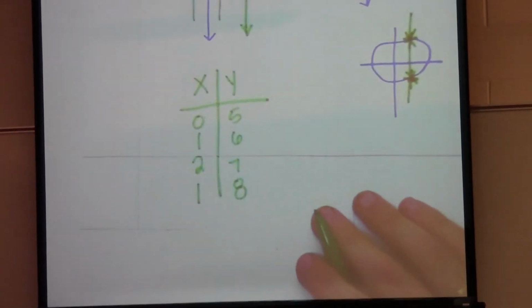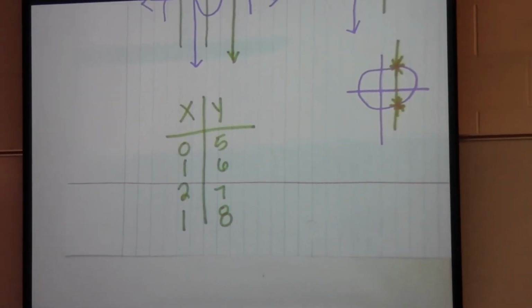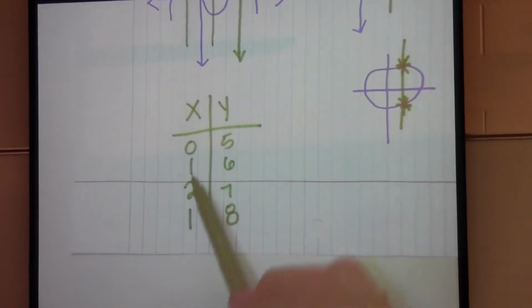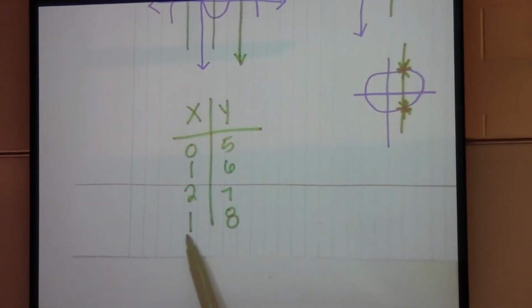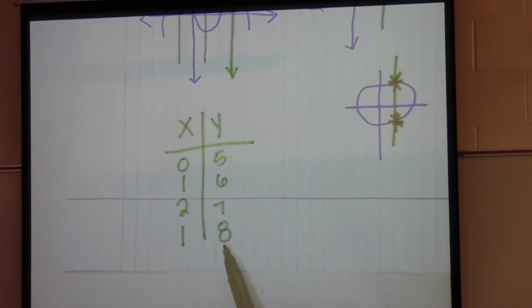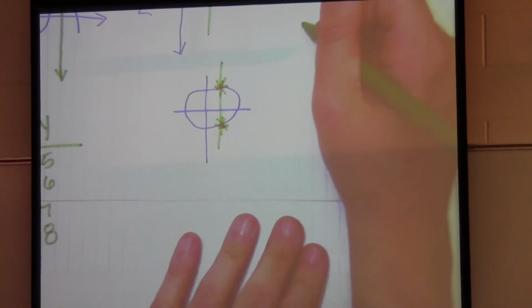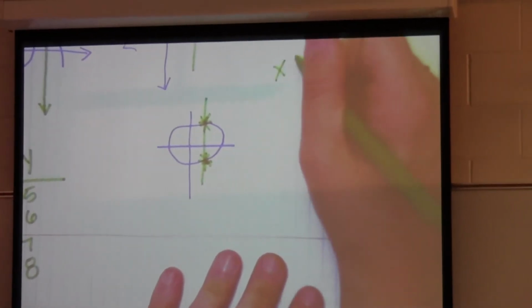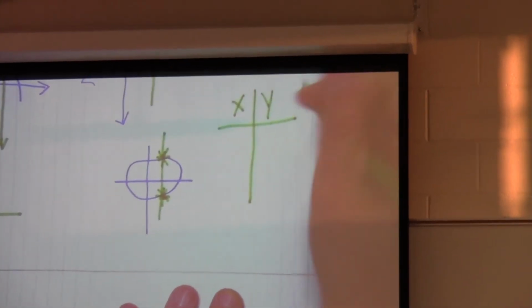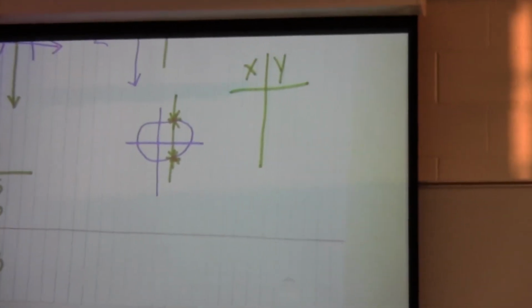Tell me why. Why is that not a function? One is 6 and one is 8. Because x, where 1 is 6, you also have 1 is 8, so it's not a function, okay? So really, when you look at the words, it's a complicated thing, but if you look at a table or look at the graph, it's not so much, okay?